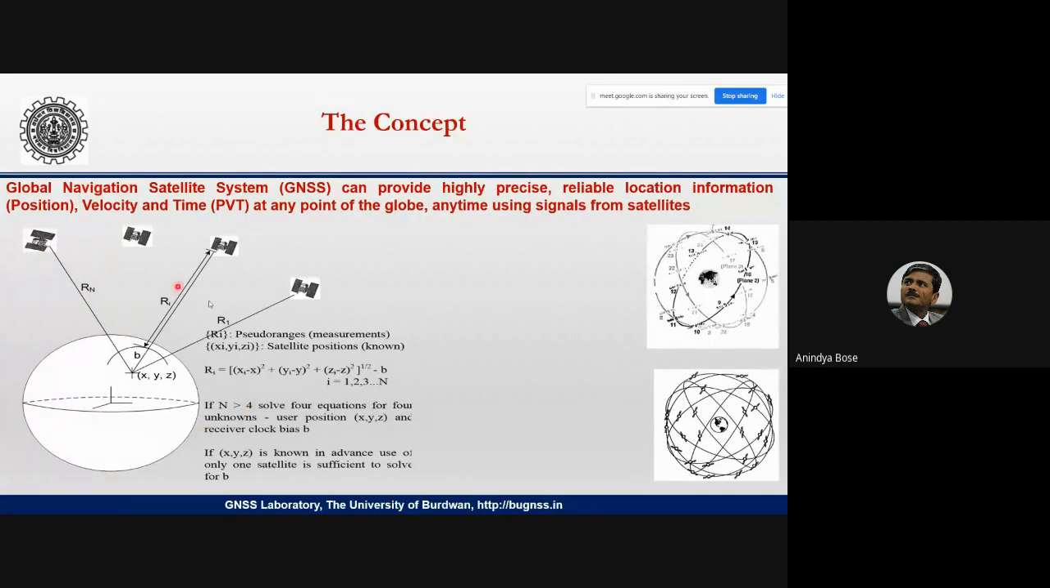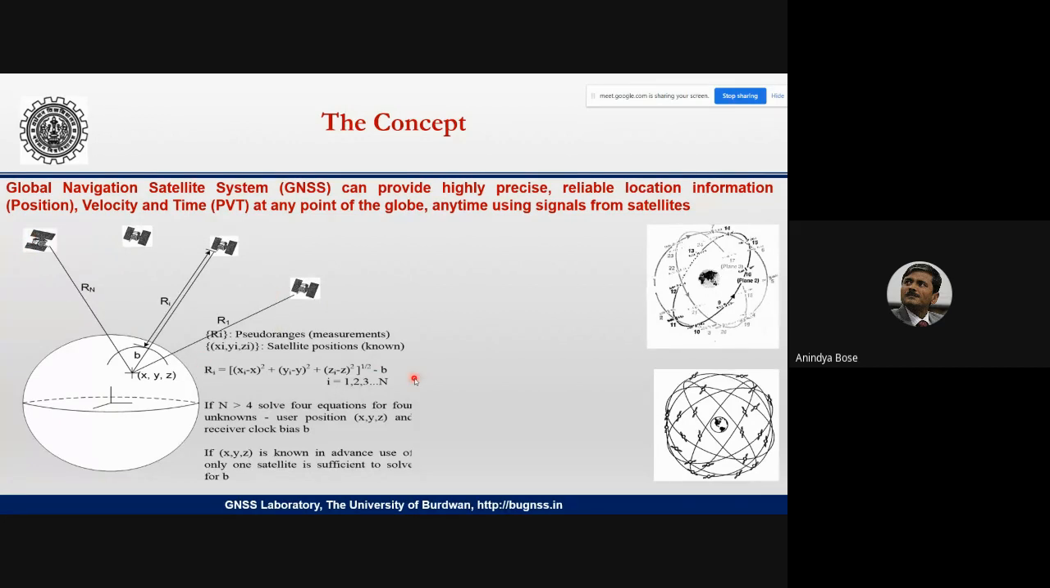Now the question comes: the basic requirement of getting geolocation, that means my own location using a satellite system, is to simultaneously get at least four signals. I repeat, at least four signals, because there are four unknowns.